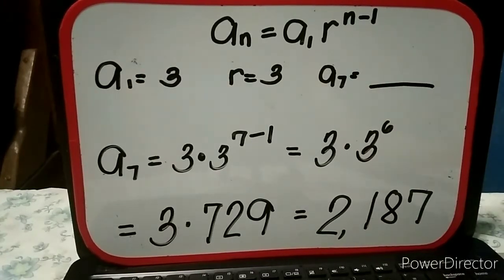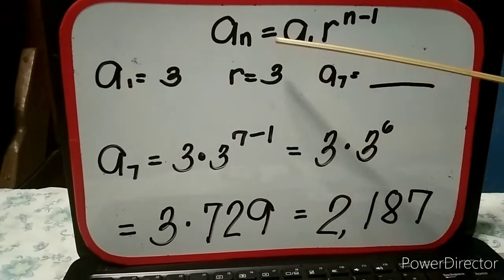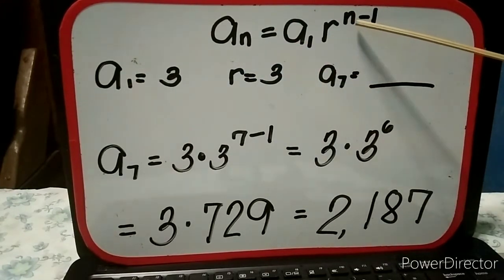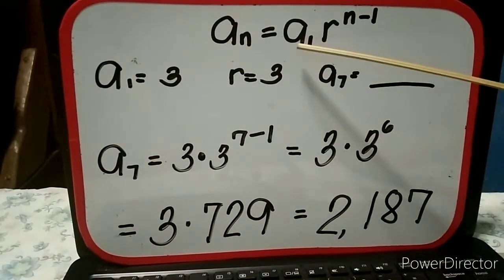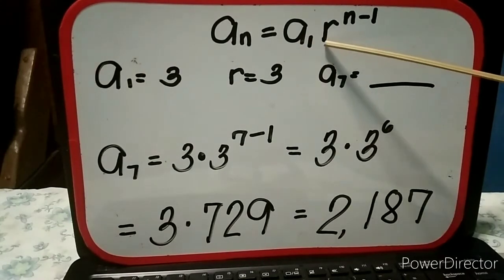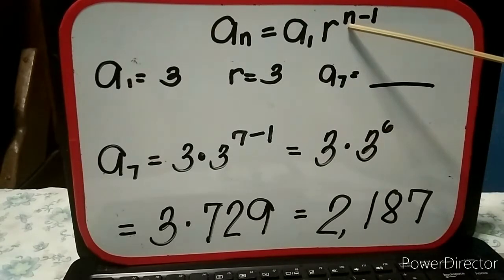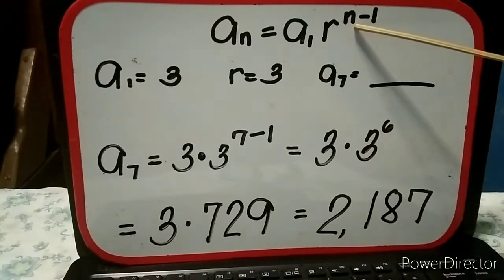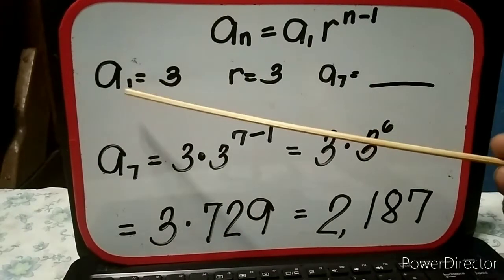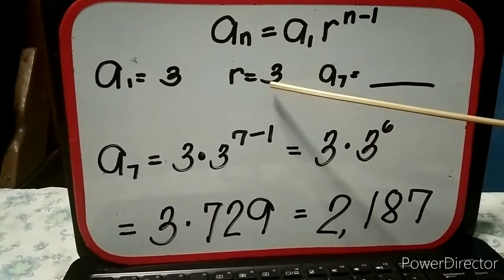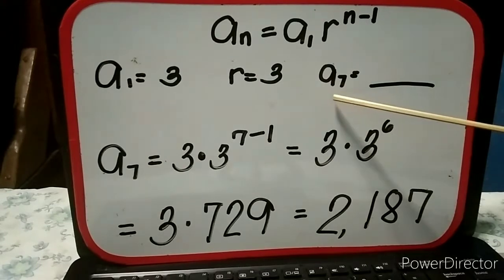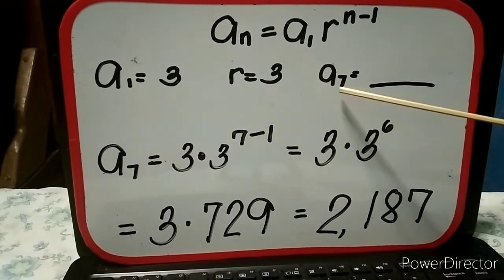The general formula in finding the nth term of a geometric sequence is given by a sub n is equal to a sub 1 r raised to n minus 1, where a sub n is the last term, a sub 1 is the first term, r is the common ratio, n is the total number of terms in the given sequence. In our example number 1, the first term or a sub 1 is 3, the common ratio is 3, and all we need to find is the a sub 7 or the seventh term.